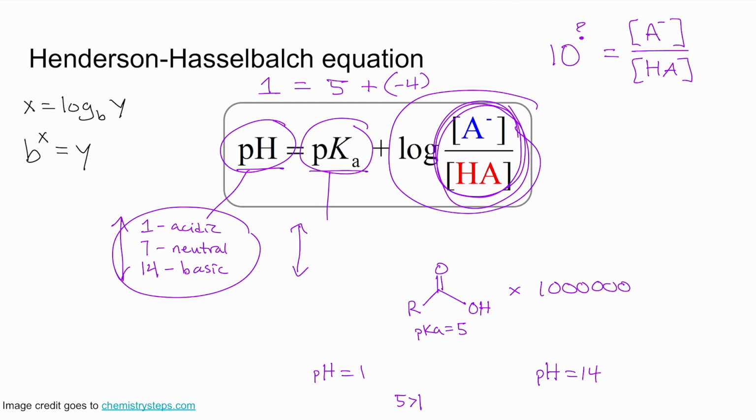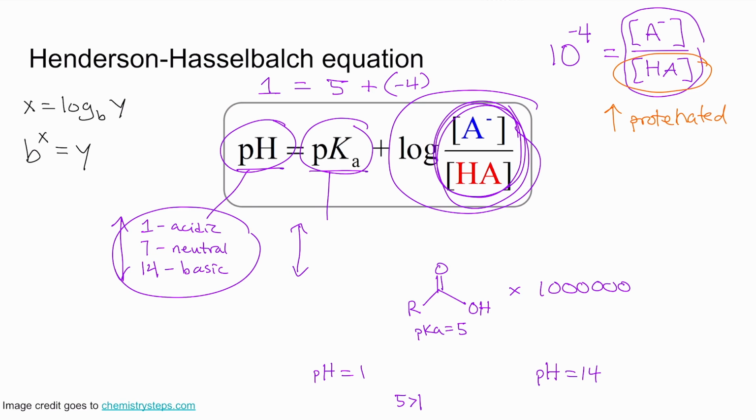Since we get -4, we're saying that this exponent is -4, which means this number has to be very, very small. To get this number to be very small, the denominator has to be way bigger than the numerator. So that means there's way more protonated carboxylic acid than the deprotonated version. You can also say there's way more acid concentration than base concentration.